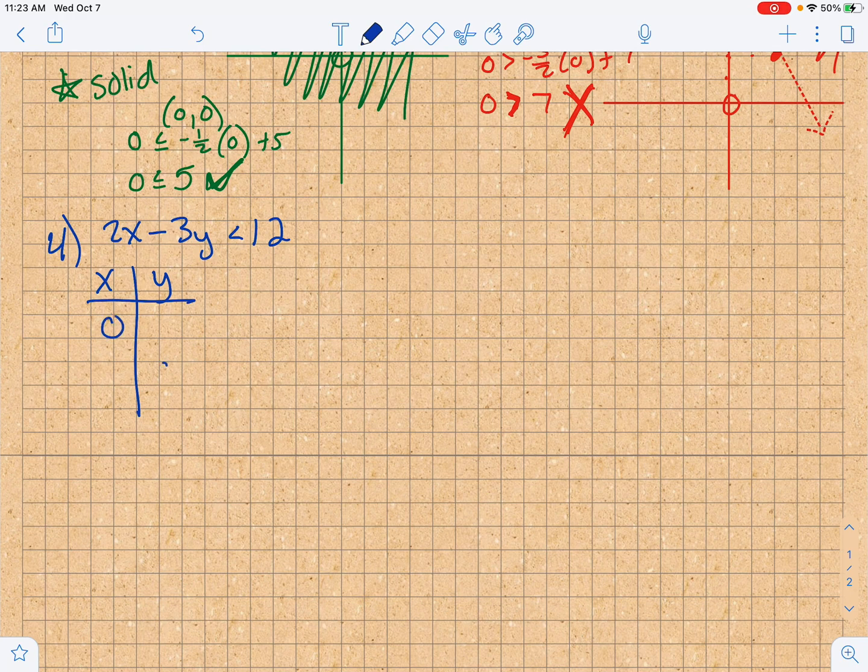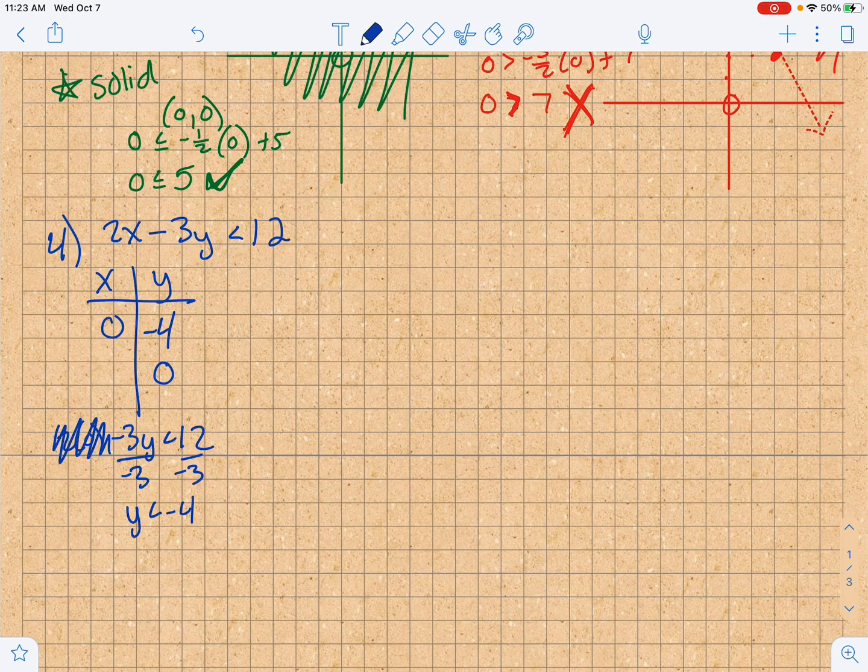I'm going to plug 0 in for x and 0 in for y, and let's see what happens. When I plug 0 in for x, I get 2 times 0 minus 3y is less than 12. So 2 times 0, that's gone. So I'm going to divide by negative 3 on each side, and y is negative 4. So there's my y-intercept.